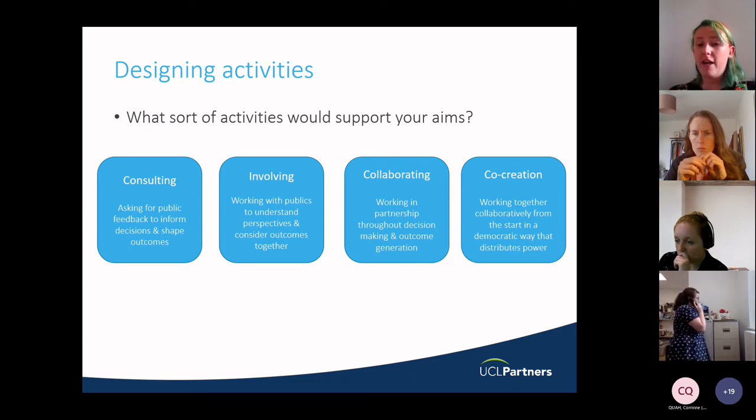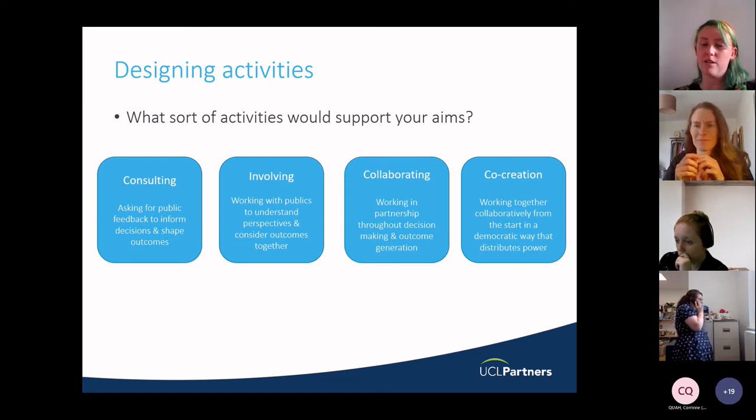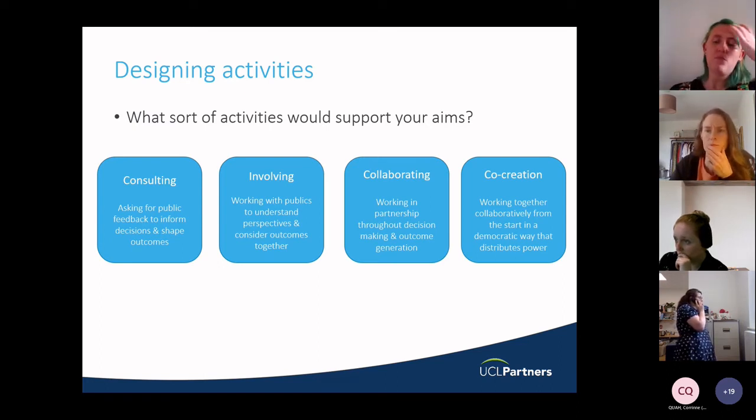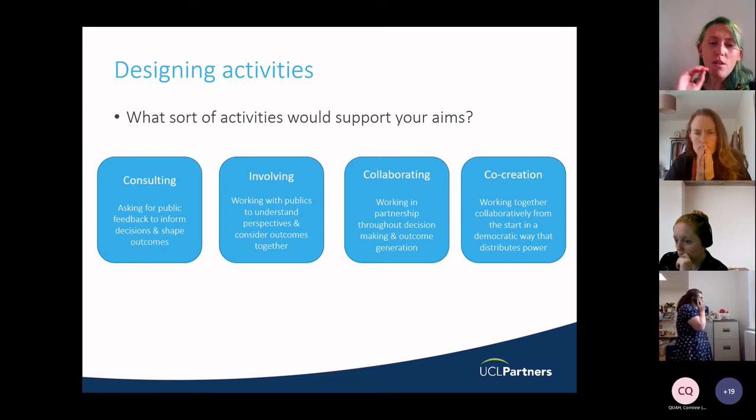Collaborating is about working in partnership over a longer period of time around the decision making and outcome generation. So collaborating is probably for when you're doing more sustained patient involvement, because you're wanting to bring people in at an earlier stage so they can shape and inform something right from the start. Instead of involvement, where you're bringing them on board after something has already been formed and then asking them to help shape it afterwards, in collaboration you're working with them a little bit earlier in that process so that they're more actively involved. Then the final one is this idea of co-creation.